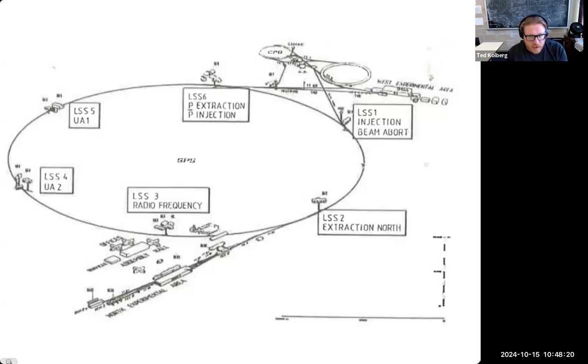But colliding beams is totally different, right? If I want to bring two beams into collision with one another, it behooves me to squeeze down the physical size of the beams as much as possible at the interaction point, because the overall interaction rate is going to be proportional basically to the product of the two beam densities. And so we would like to get that density as high as possible.